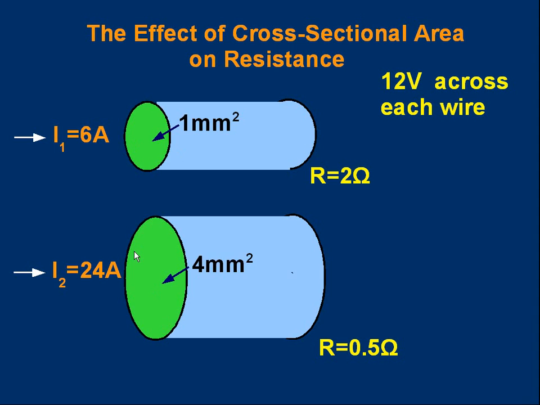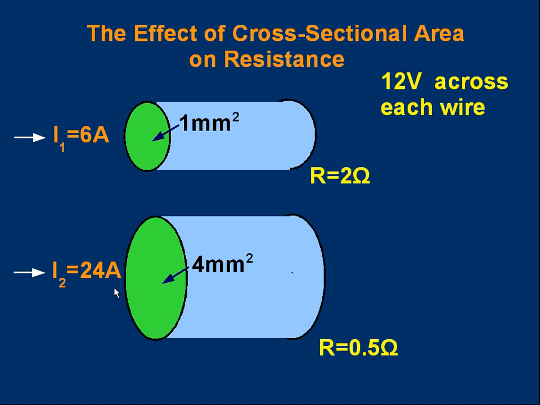We'll do the same as we did. We'll apply 12 volts across each wire. What we might get is for the top wire 6 amps, but for the bottom wire 24 amps. What's happened is the current is 4 times bigger in the bottom wire.